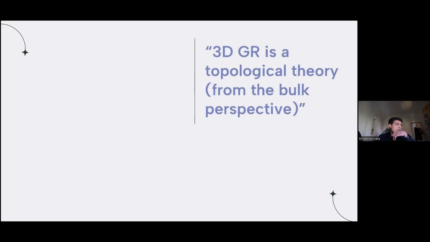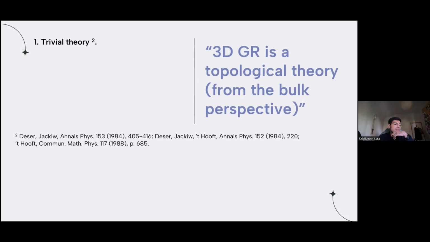First of all, the punchline here is that 3D GR is a topological theory from the bulk perspective, in the sense that it is a trivial theory from the bulk perspective, namely that the Riemann tensor may be fixed in terms of the Ricci tensor. So basically, every solution of Einstein equations will locally coincide with the value of the cosmological constant. Therefore, there will be no bulk propagating degrees of freedom, such as gravitational waves.